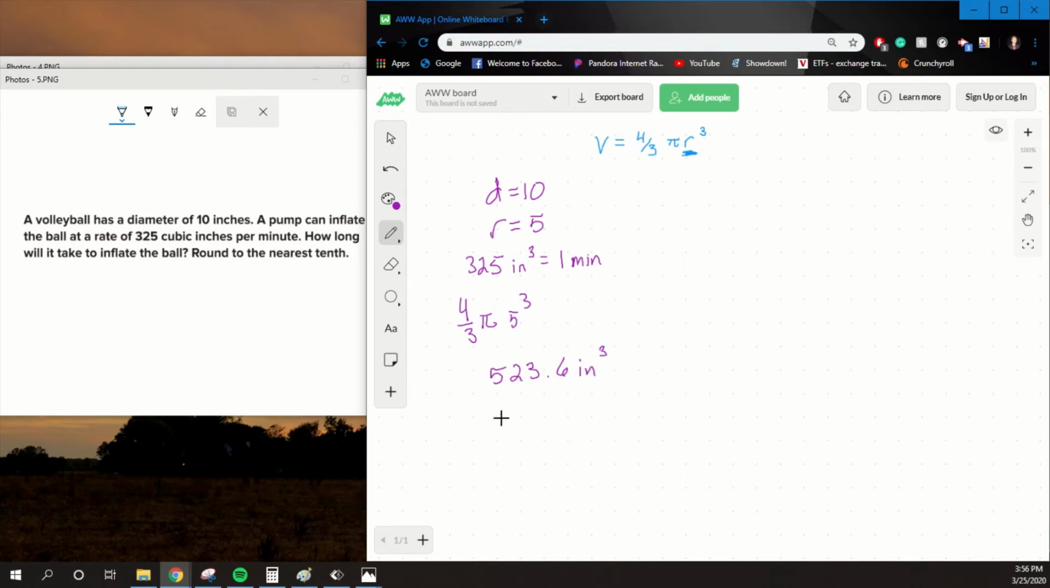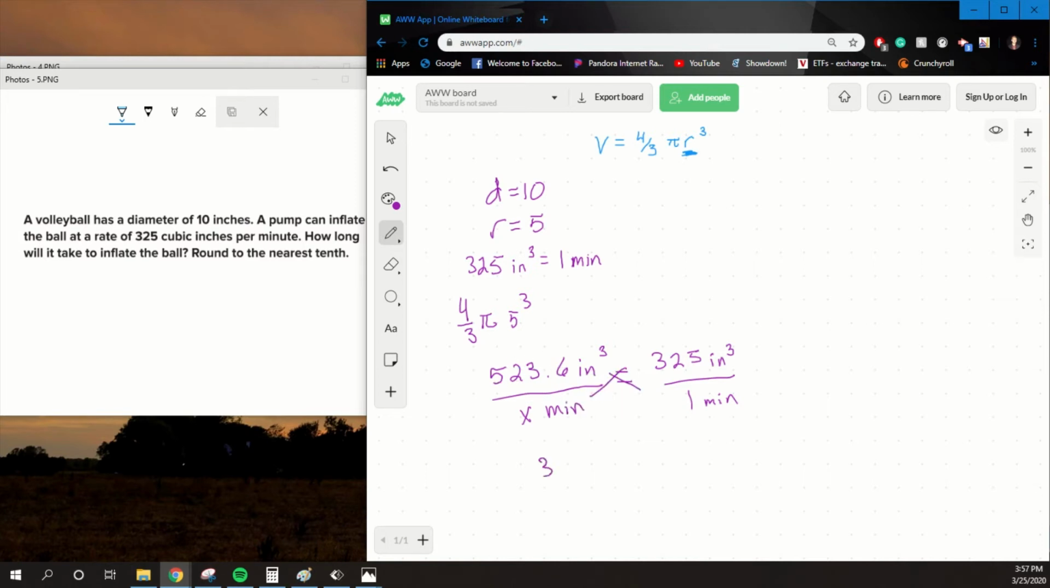So that's our volume, but it didn't ask us to find the volume. It asked us how long will it take to inflate the ball. So I need to set up a proportion here. I need to figure out, if I know that it takes 1 minute for 325 inches cubed, how many minutes it's going to take to fill up 523.6.